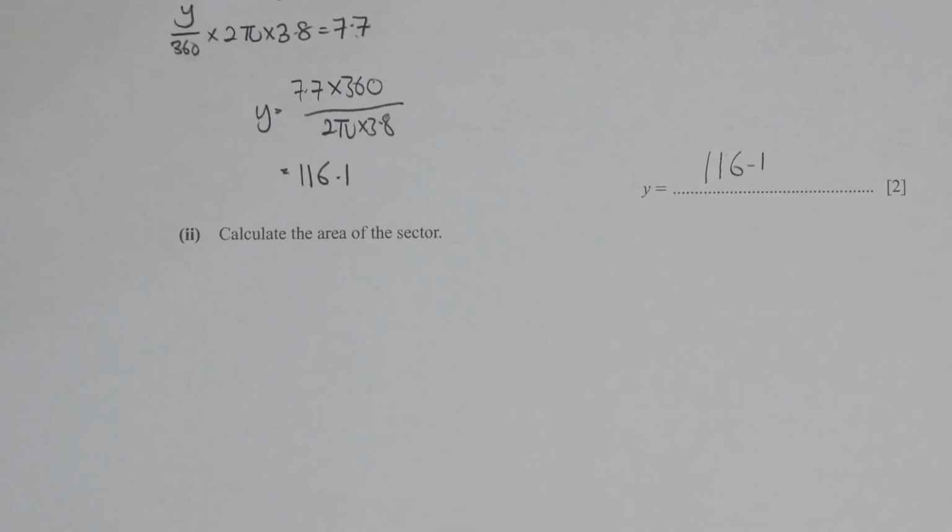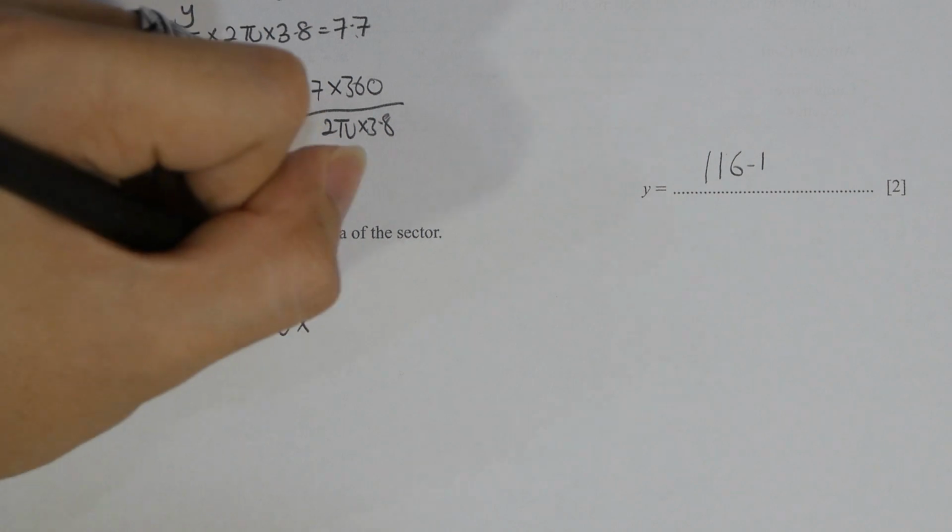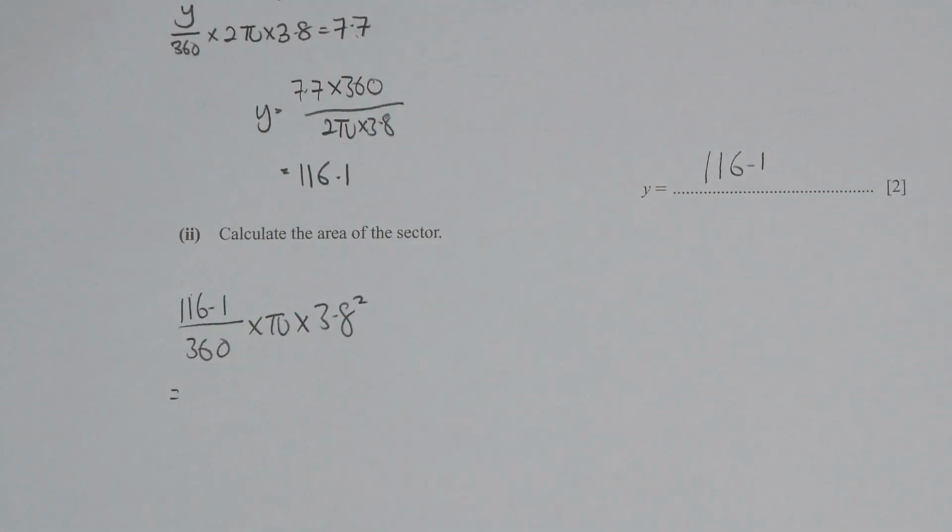And calculate the area of this sector by taking 116.1 divided by 360 times pi r squared, then you get 14.6.